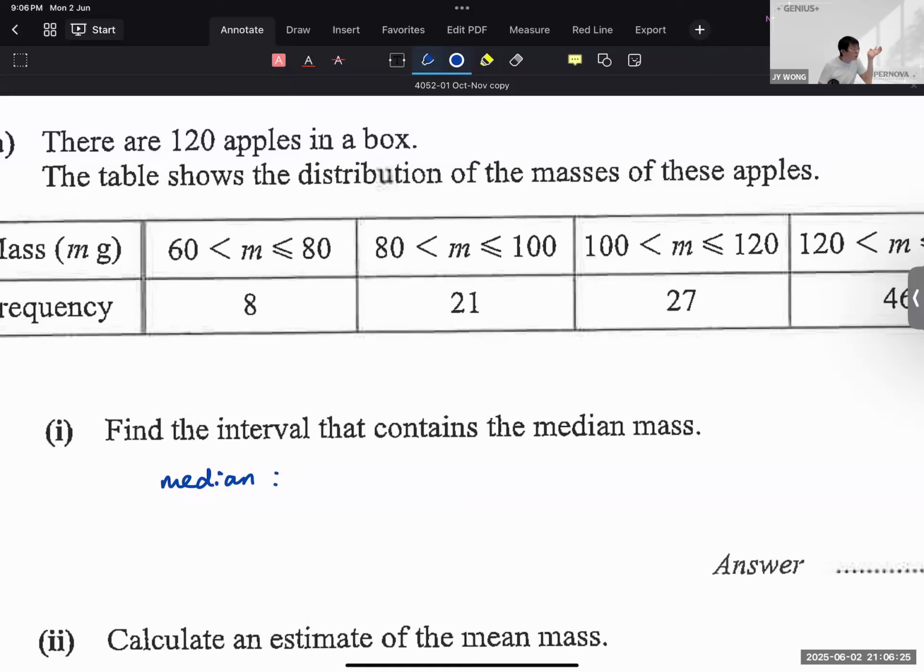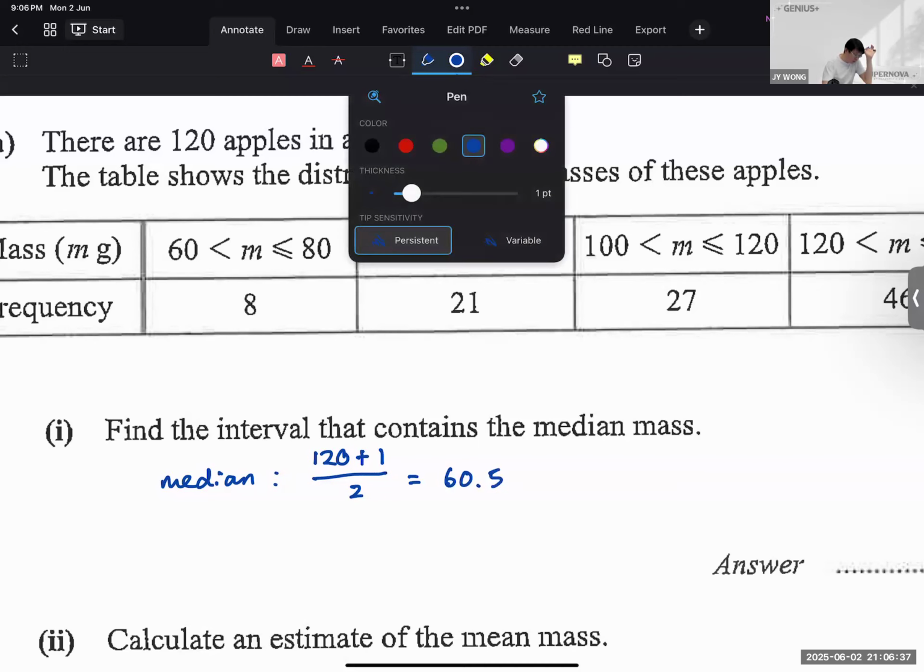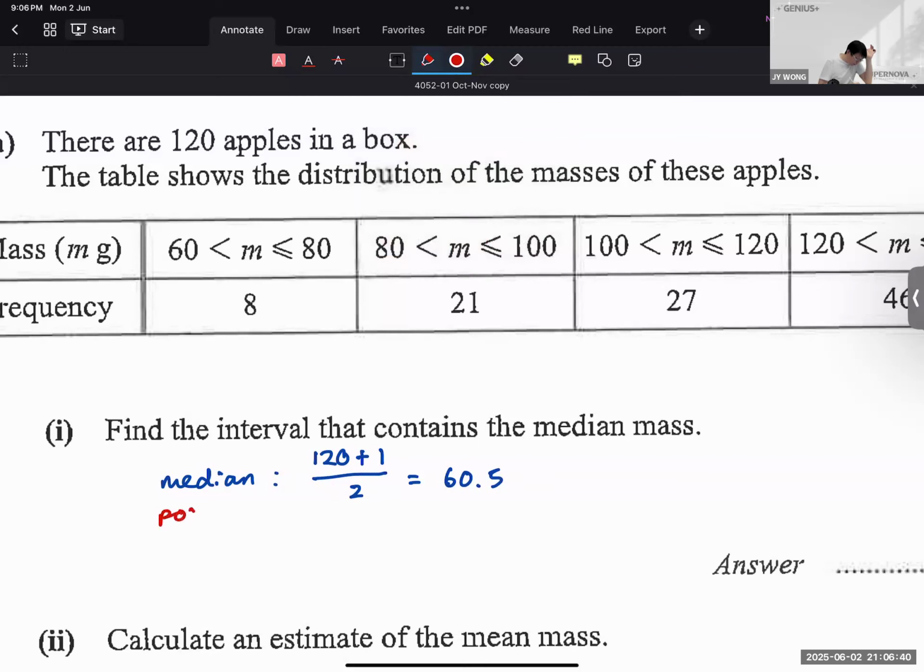It's your M plus 1 divided by 2. So 120 apples plus 1 divided by 2. We are trying to find the position. So we are trying to find the median position. We are not finding what the median value is, which is two different things. So your median position is 60.5. 60.5 means we look at both the 60th apple and the 61st apple.